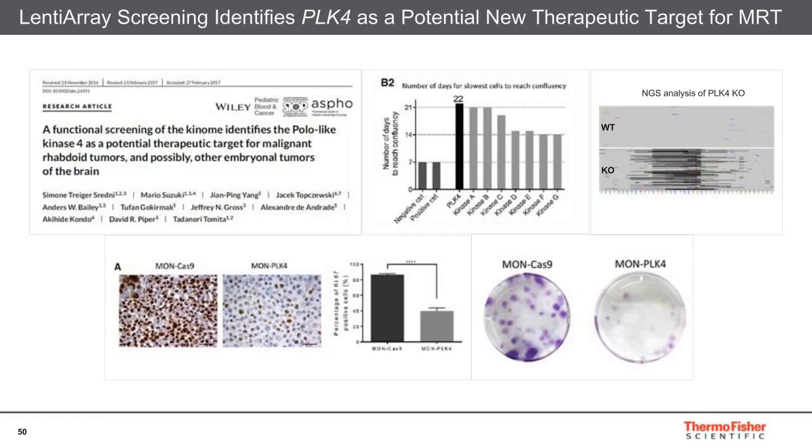And on the extreme right-hand side is a clonogenic assay wherein you look at clone formation. What you see here on the left-hand side plate is just the parental cells, MON Cas9 cells, and on the right-hand side is MON cells wherein PLK4 is knocked out, and you see very few colonies formed there.